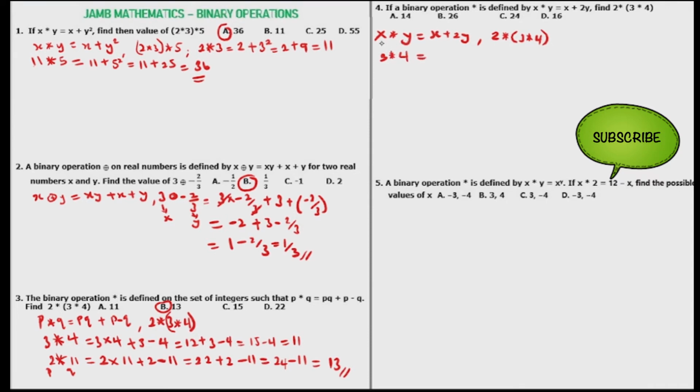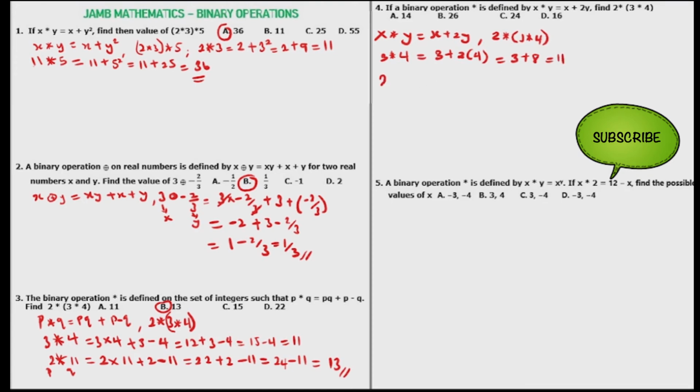Following the definition and knowing that your x is 3 and y is 4, we are going to have 3 plus 2 in the bracket 4, because our y is 4. So we have 3 plus, now 2 times 4 is 8. So we have 3 plus 8 equals 11.